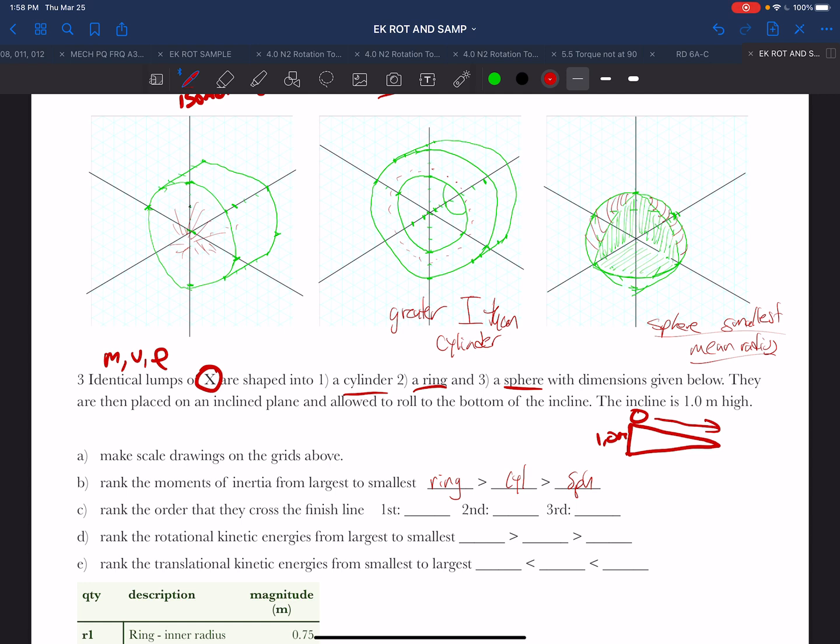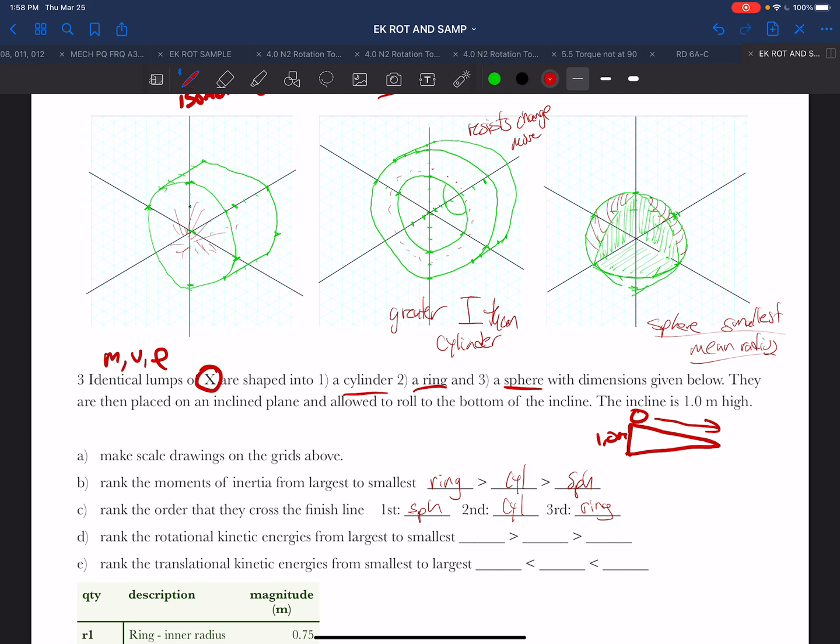The order they cross the finish line. Well, the one with the greatest inertia is the ring. It resists change more. So that means it's going to go the slowest. And so this is the ring. And since the sphere resists the least, that will be first, and the cylinder in the middle. Rank the rotational kinetic energies from largest to smallest, and rank the translational kinetic energies from smallest to largest.